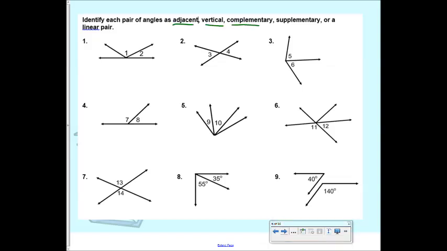Okay, so at your boards with these, identify them as either adjacent, vertical, complementary, supplementary, or a linear pair. You can abbreviate those as you want, so you can just use A, V, C, S, and LP. If it's LP, it also has to be adjacent, so A. Okay? And if they're none of them, then put none. But I don't think any of these are none. All right, go ahead.